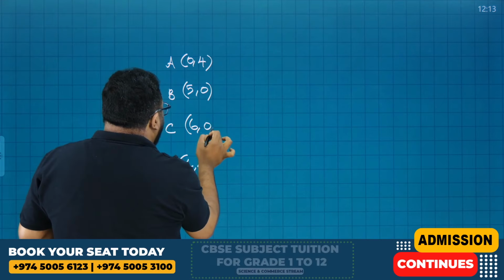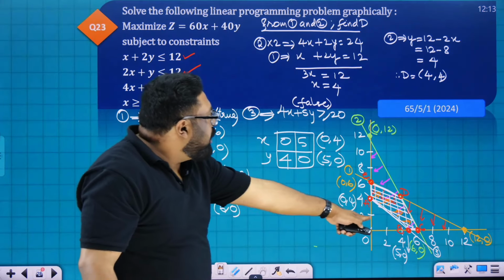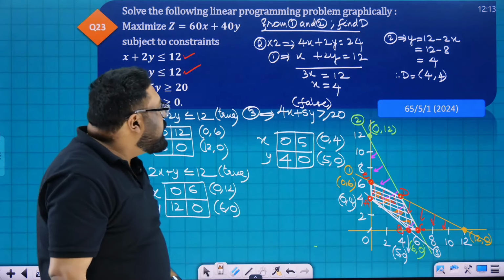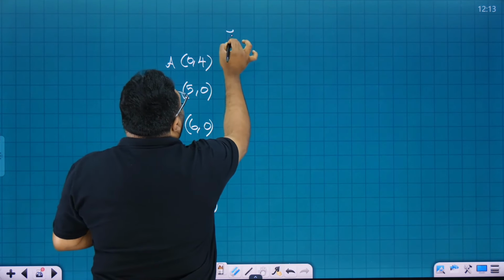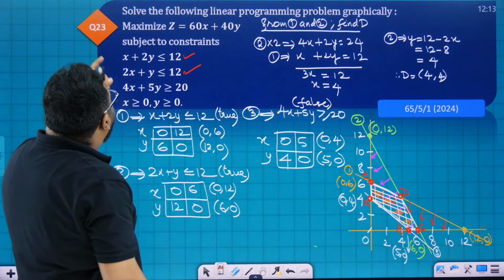This is 6, 0. Okay, good. Now fine. 5, 0, 6, 0. E is 0, 6. E is 0, 6. And this should be put in the objective function Z.